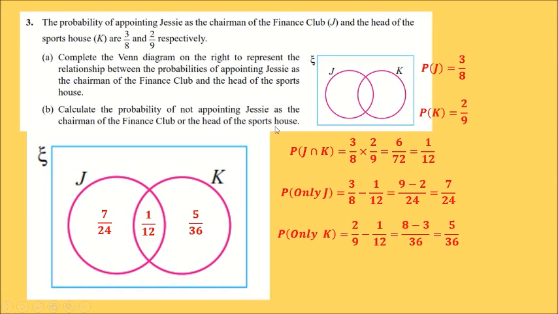B, calculate the probability of not appointing Jesse as the chairman of the finance club or the head of the sports house. So that means the complement of J union K. Probability of complement J union K. The complete probability is 1, then 1 minus the probability of J union K. Then we'll get 35/72.